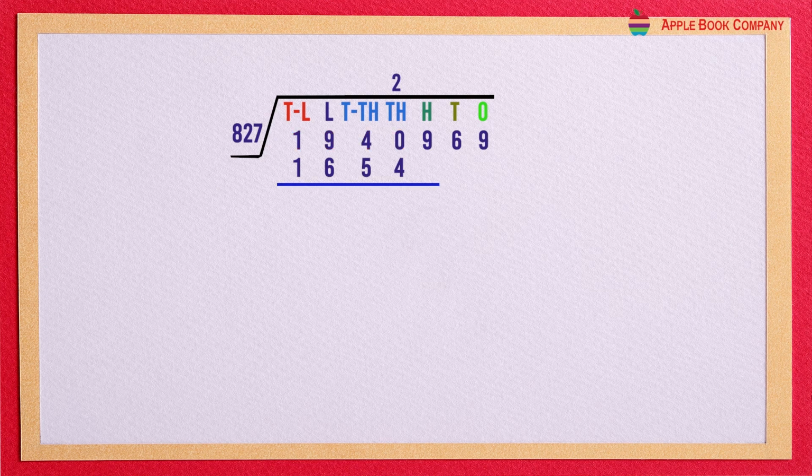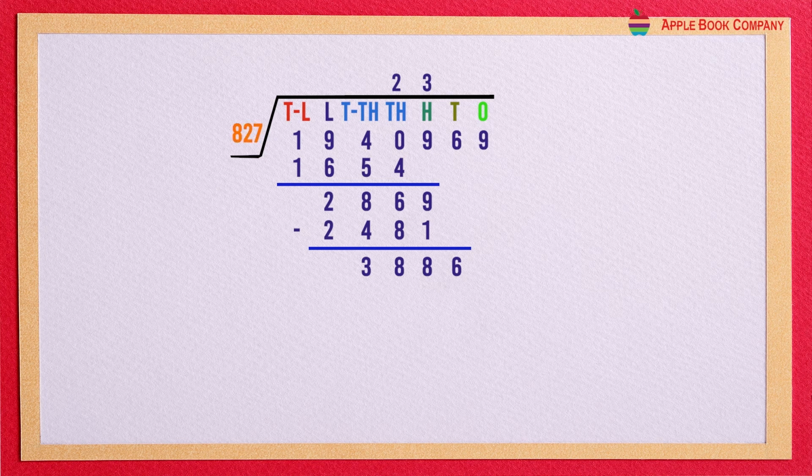Now I have to subtract 1654 from 1940. I will get 286. So I will bring down 9, right? When I bring down 9, again I am multiplying 827 into 3 times. So I get 2481, which is a closer value to 2869. So I subtract that from 2869 and I get 388. So I'm bringing down 6 from the tens place.